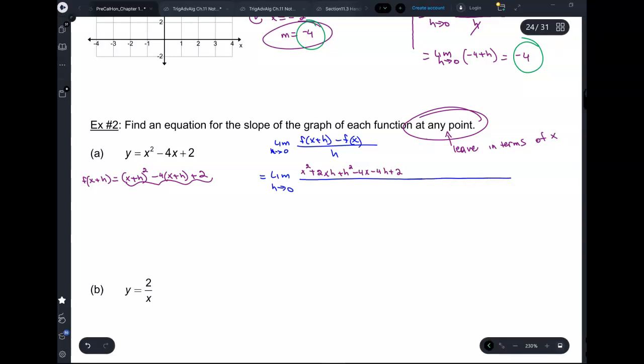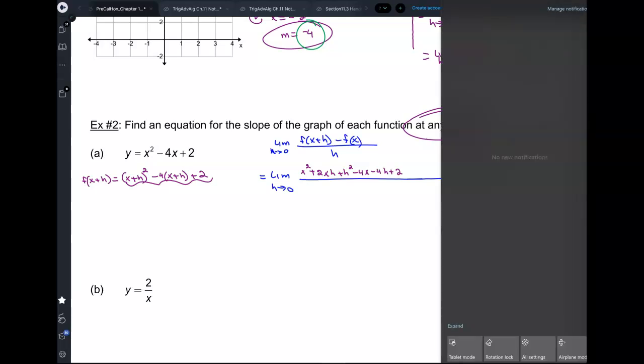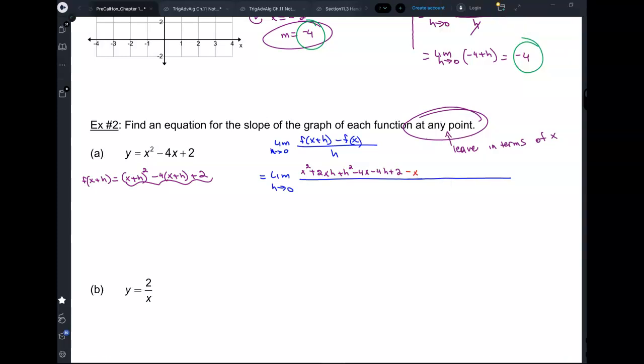Now it's up to you if you want to distribute the minus in one shot. But if I do minus f of x, it'll be minus x squared plus 4x minus 2. Is that okay with everybody? All right. So if you want to do it in one shot, you obviously can. All over h. Now comes the fun part, right?